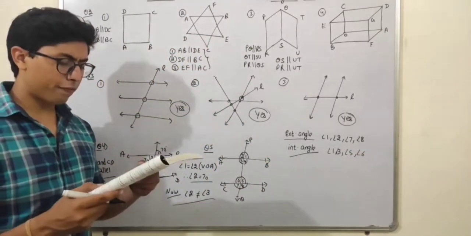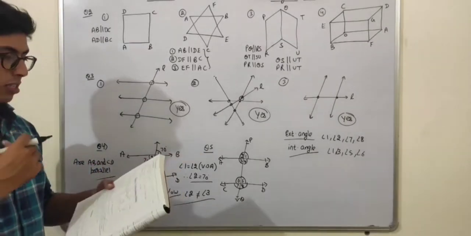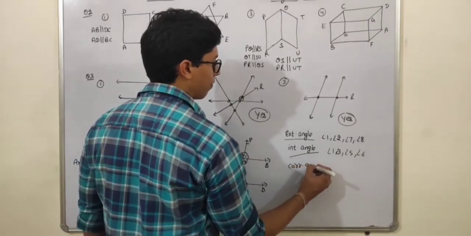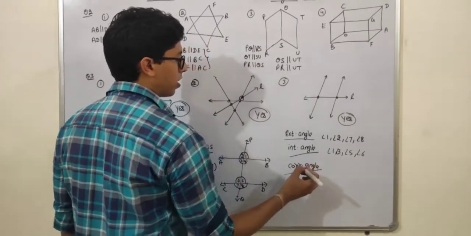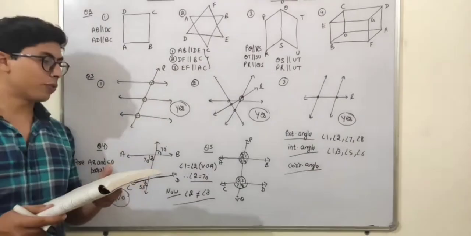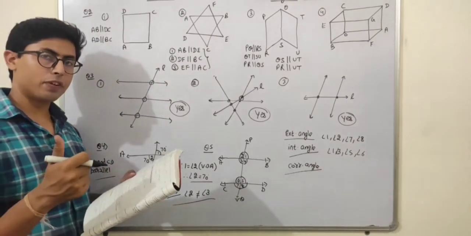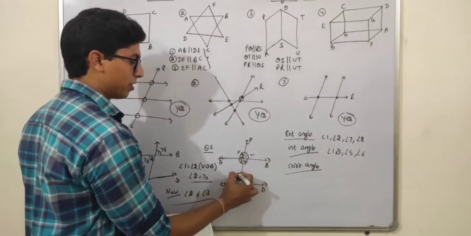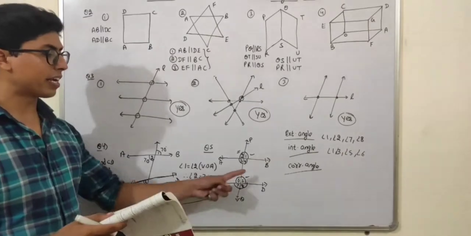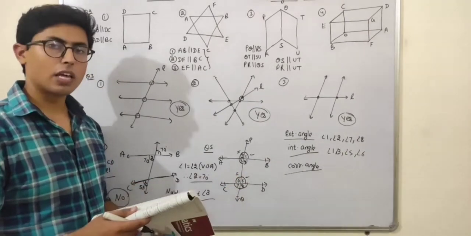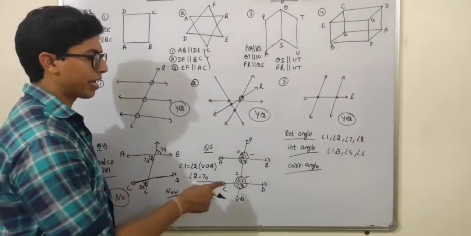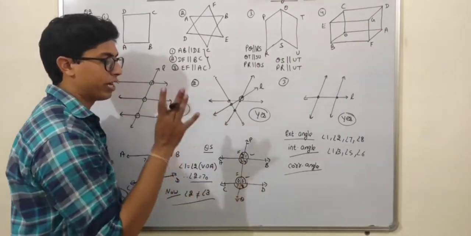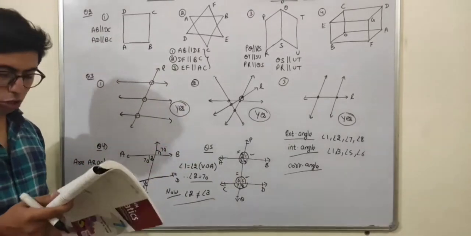Now students, if I take corresponding angles, I have already discussed this. So the corresponding angles will be 1 and 5, 2 and 6. Similarly I can take 3 and 7, and 4 and 8. All of you just write it by yourself. The pairs will be 1 and 5, 2 and 6, 3 and 7, and 4 and 8. These are the 4 pairs of corresponding angles.